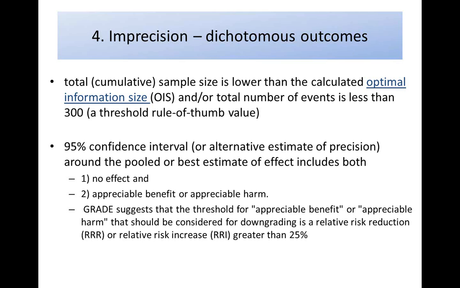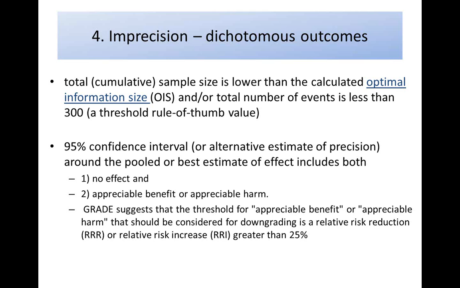If we're talking, for example, about dichotomous outcomes, then what we want to know is whether the total sample size is lower than the calculated optimal information size, and whether the total number of events is less than 300. And this is a rule of thumb value that I'll explain to you in a second.